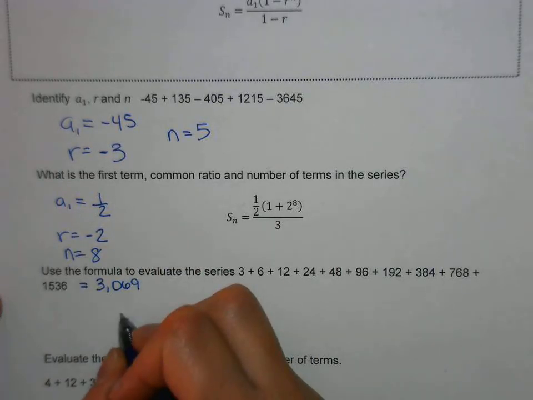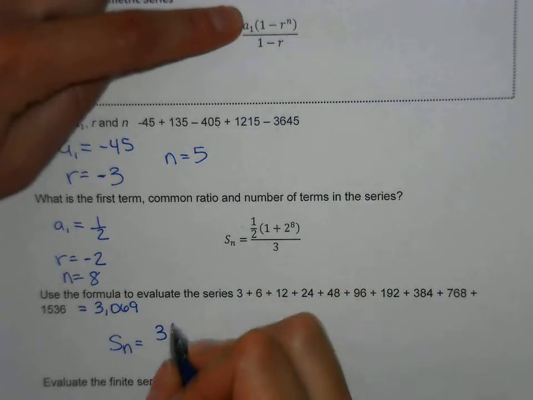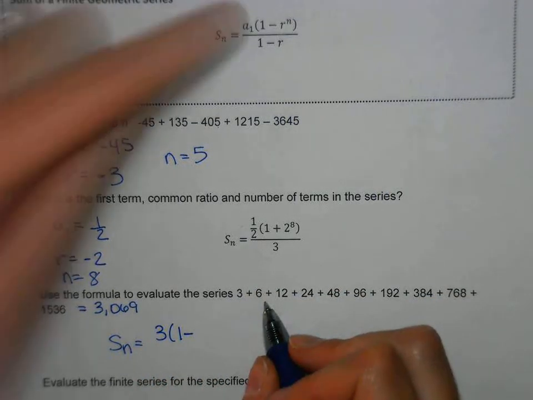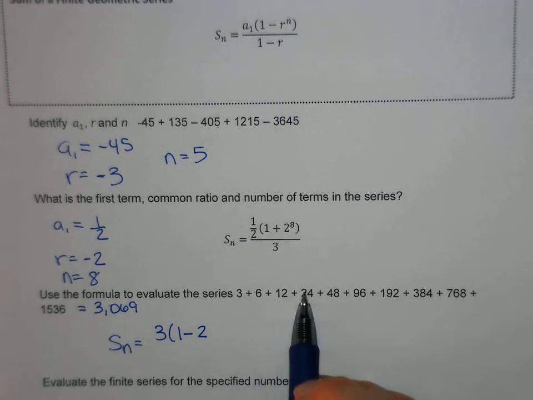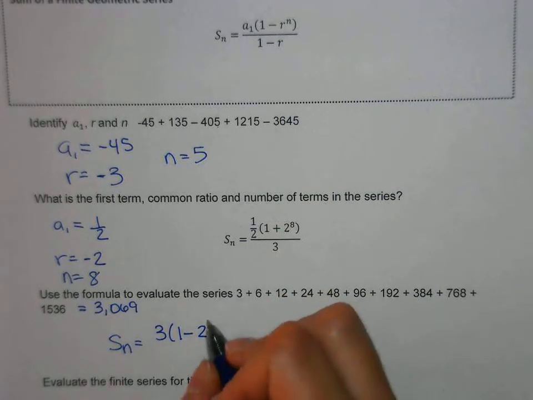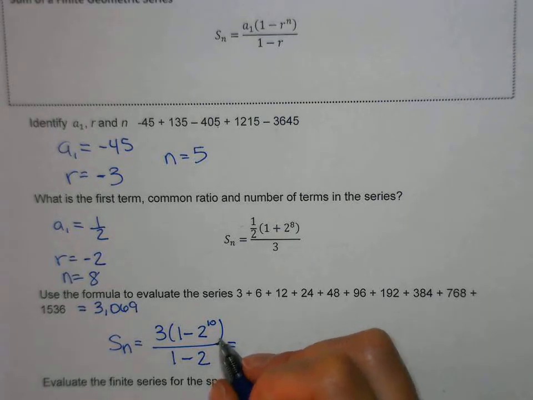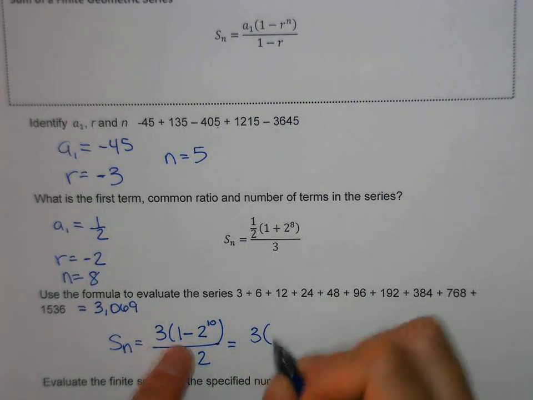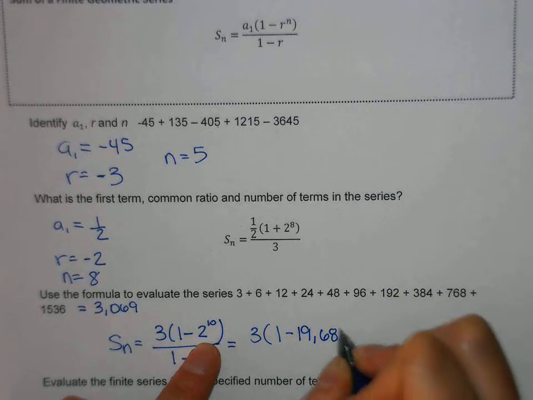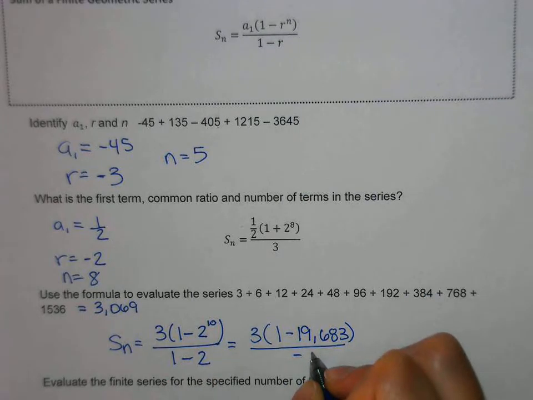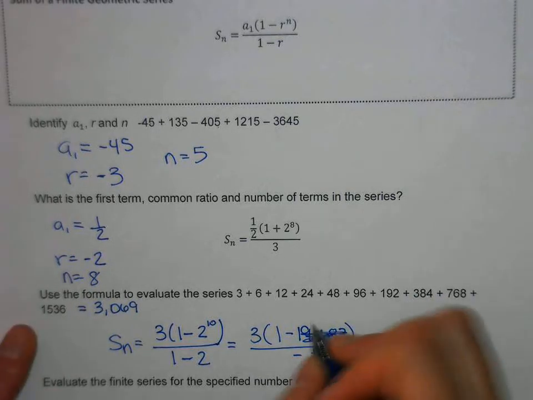So the series equals our first term, which is 3, times 1 minus our ratio, we're multiplying each one by 2, to the number of terms, 1, 2, 3, 4, 5, 6, 7, 8, 9, 10, divided by 1 minus our ratio. So 1 minus 2 to the 10th power, oh, I'm sorry, this is 1,024.